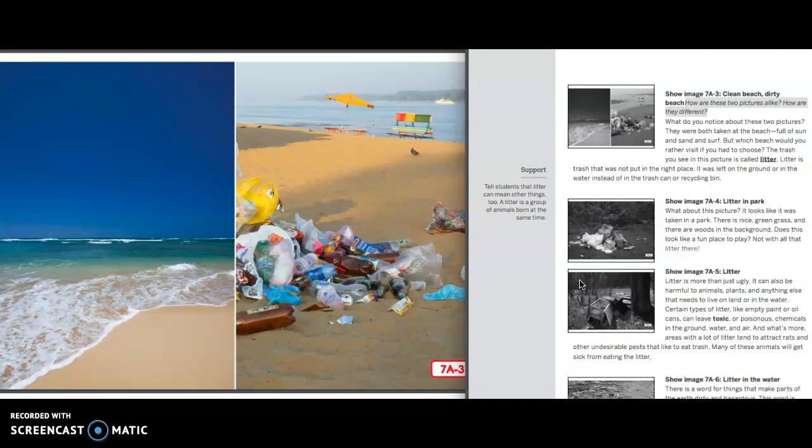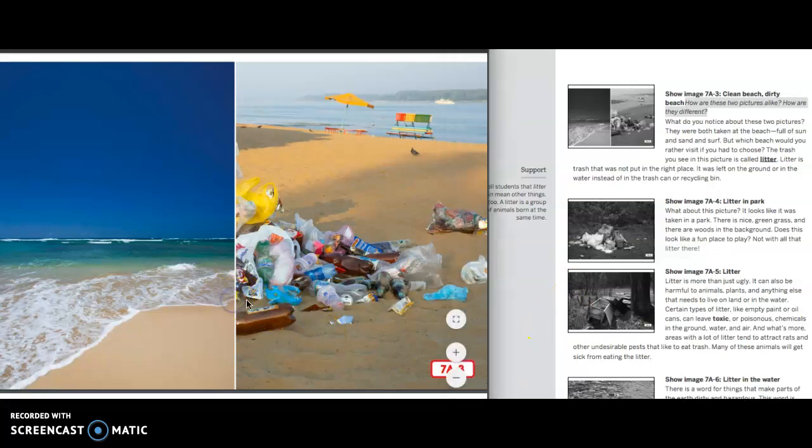How are these two pictures alike? How are they different? What do you notice about these two pictures? They were both taken at the beach, full of sun and sand and surf. But which beach would you rather visit if you had to choose? The trash you see in this picture is called litter. Litter is trash that was not put in the right place. It was left on the ground or in the water instead of in the trash can or recycling bin.